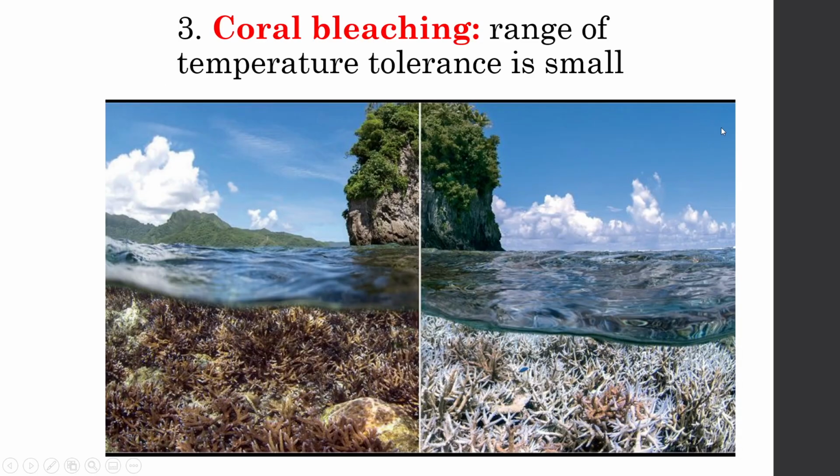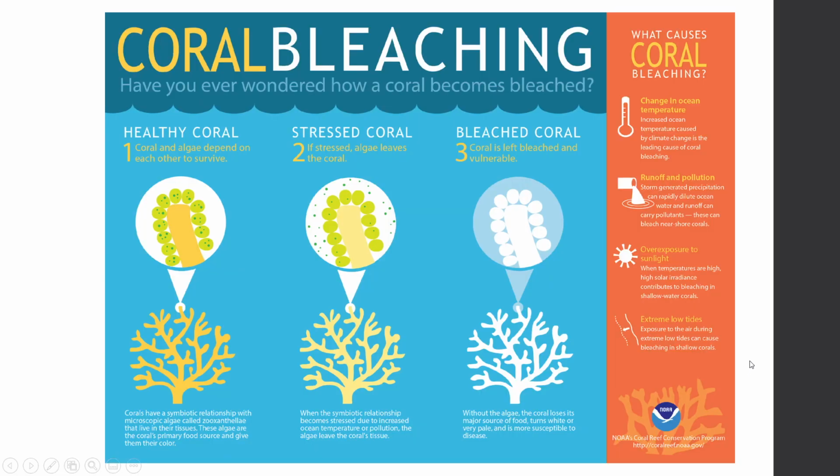Coral bleaching is also another problem where you have the temperature tolerance of a coral being very small. They can tolerate very, very little change in temperature. Coral bleaching comes from increased temperatures in the water. So here's some information about coral bleaching and what causes it. A lot of people think coral bleaching is related to ocean acidification. It is not. So make sure you know that.